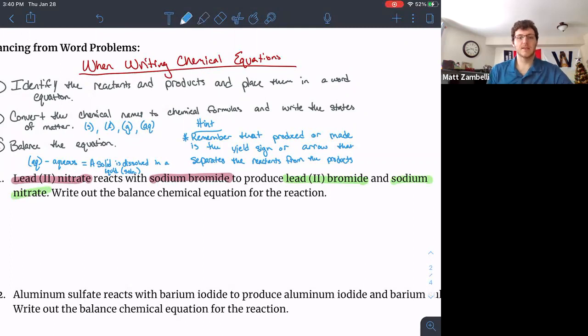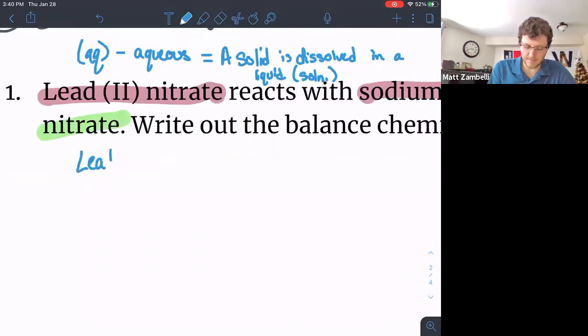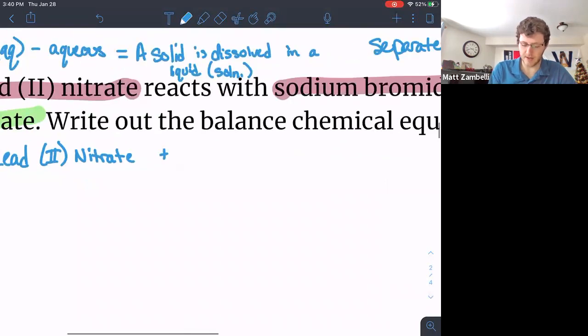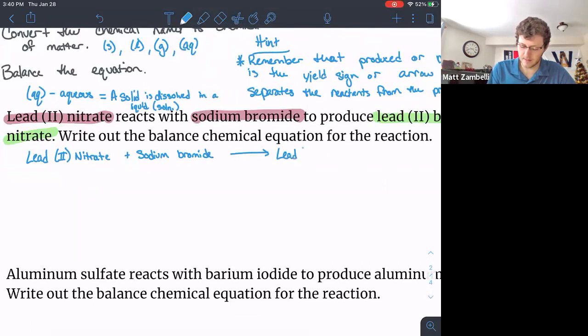Awesome. So for number one, we're writing them down in word equation form. So let's write it down. We have lead 2 nitrate plus sodium bromide, and it produces lead 2 bromide and sodium nitrate.